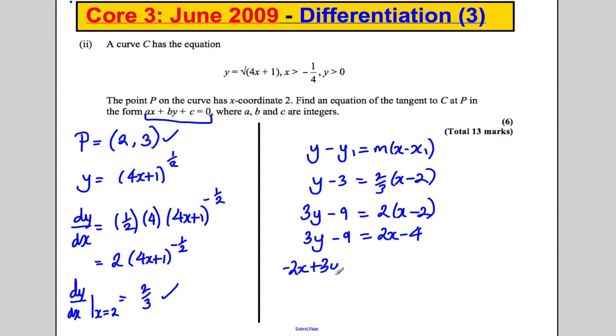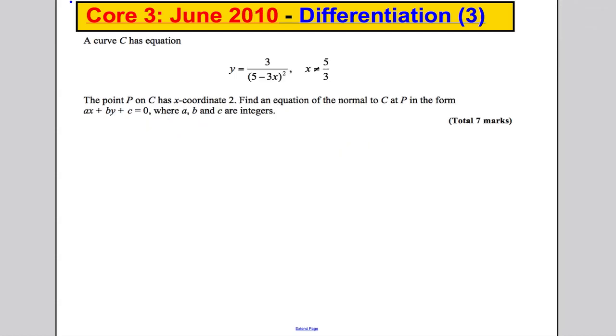plus 3y, and add 4 to both sides, you would get the following, where a is negative 2, b is equal to 3, and c is equal to negative 5. If you had made this side equal to 0, you would have just got them flipped around. You would have got a is 2, b is negative 3, and c is 5. That's correct as well. Okay, next question.